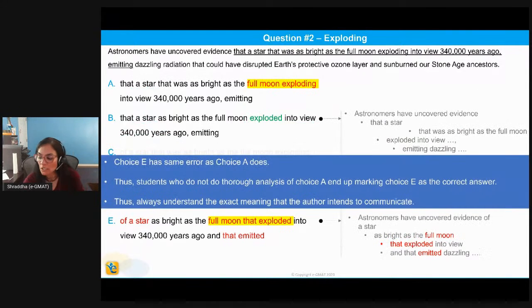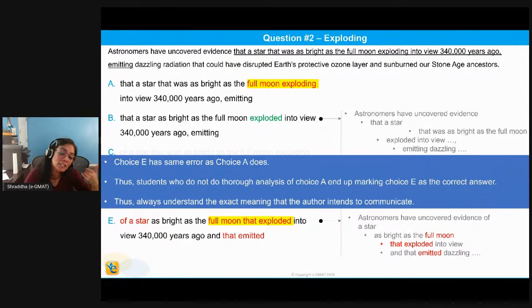So I see that a few of you did choose choice E. But if you rejected choice A, because that's the only error in choice A, that "full moon exploding," it is the full moon that exploded in the view. If you could identify that error in choice A, you should have rejected choice E as well, because it does say the same thing. Structural difference, but again, both are noun modifiers, both do the same thing, both present the same meaning. So you should be cognizant of when the structural change leads to meaning change and when it does not. Here it does not. In this sentence, between A and E, "full moon exploding" and "full moon that exploded," the meaning doesn't change.